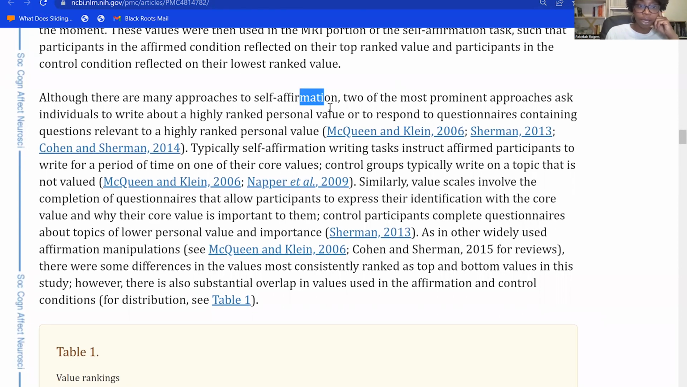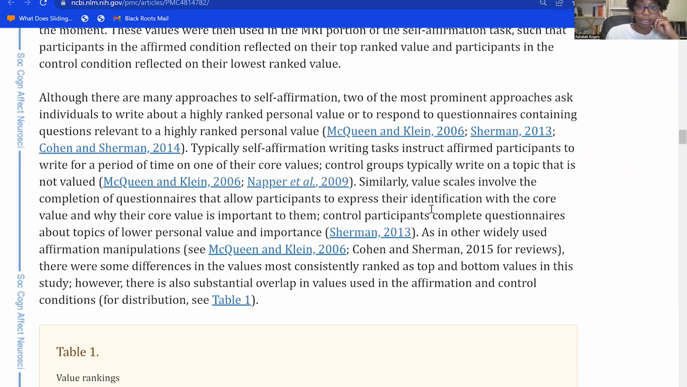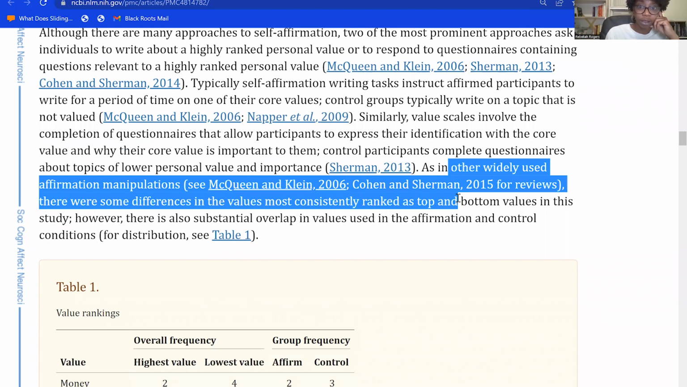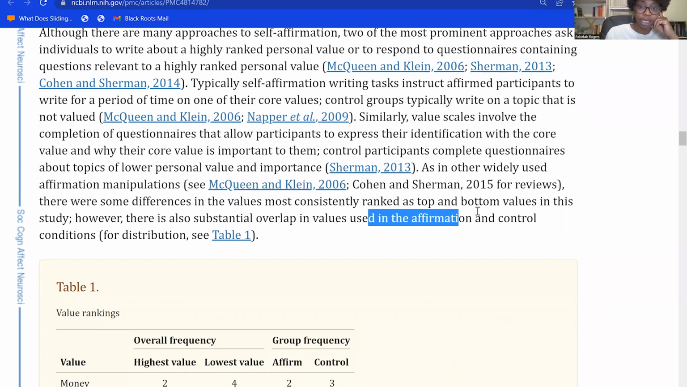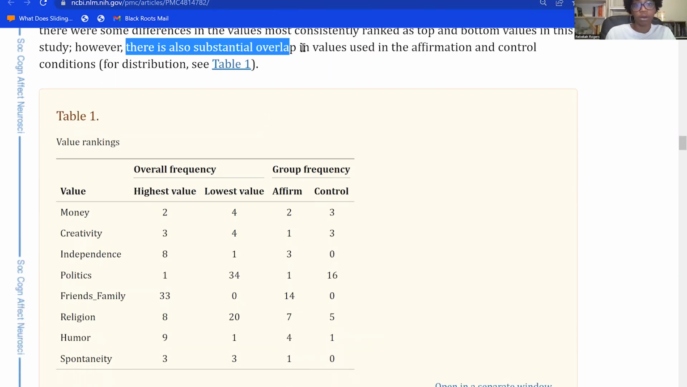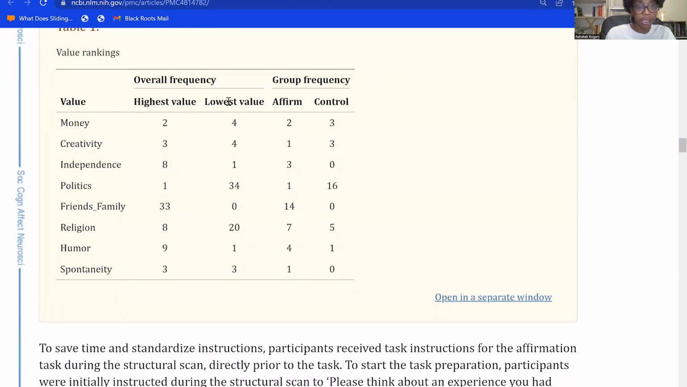Many approaches to self-affirmation, two highly prominent self-affirmation tasks, similarly scales. Also widely used manipulations, so other people who've done stuff, some differences, using affirmation distribution, Table 1. Cool. Substantial overlap, whatever. So now Table 1 is the rankings, and I see how often people ranked things.